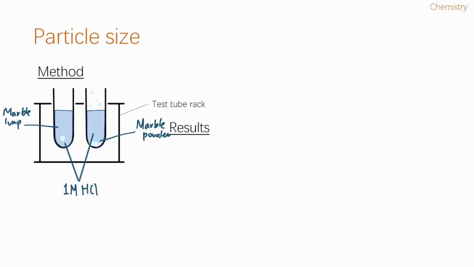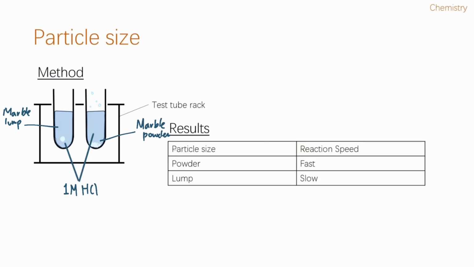Now we're going to look at the results. As you see, as the particle size decreases, the surface area increases, and the reaction speed is faster. And on the contrary, if the particle size is bigger and the surface area is smaller, then the reaction would be slow. You could think of it as this.